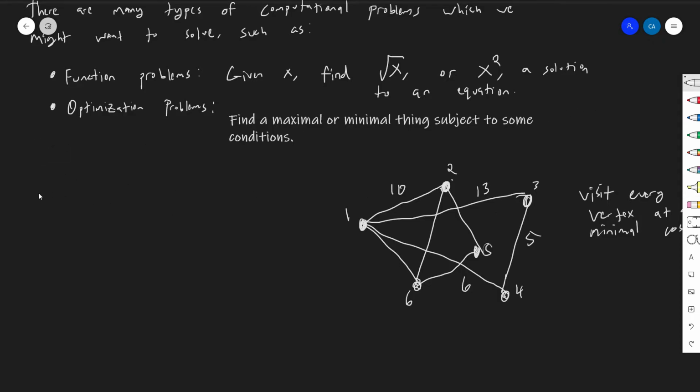In some sense, in a kind of philosophical, moral sense, I think you'll agree with me that this is really the most important kind of problem, and these are the decision problems.